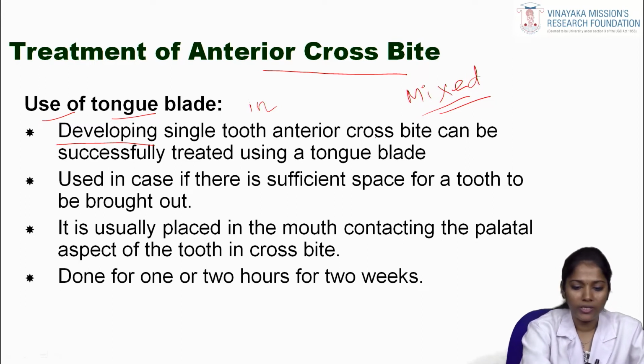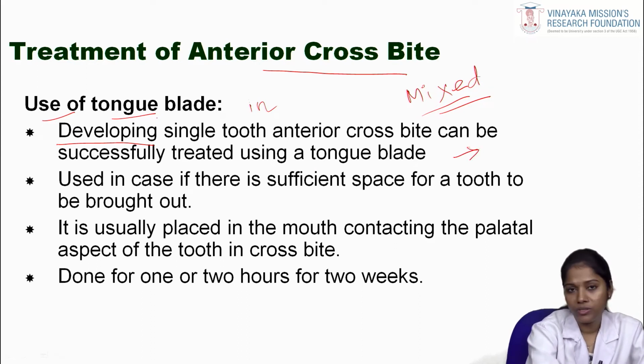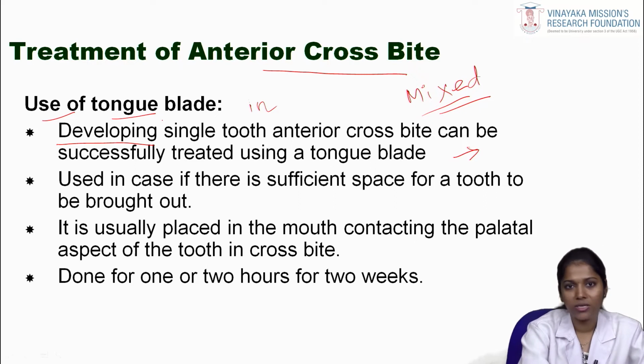Developing single tooth anterior crossbite is the very easiest one to correct. Here all we have to do is use ice cream sticks or wooden sticks, otherwise known as tongue blades. Whenever there is sufficient space and the tooth is still developing, you observe the case in the mixed dentition period.